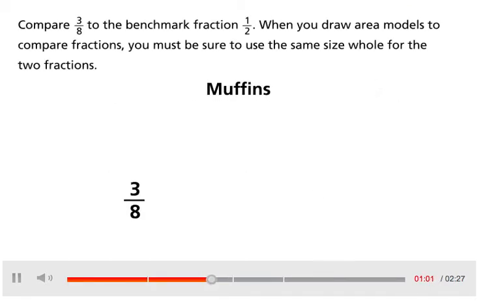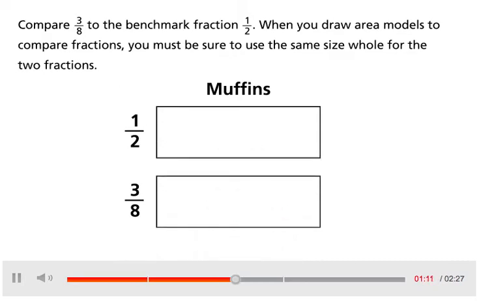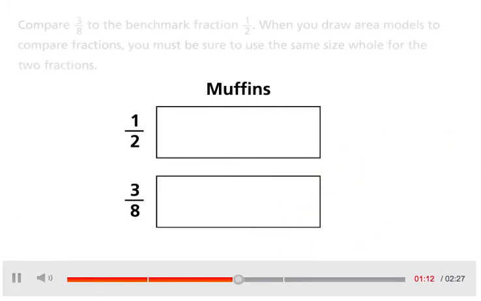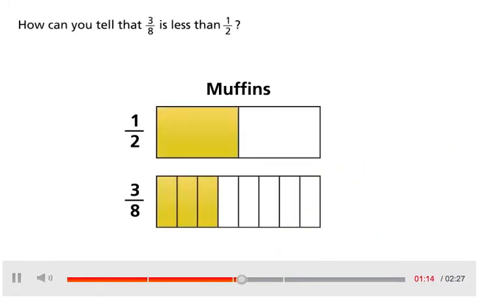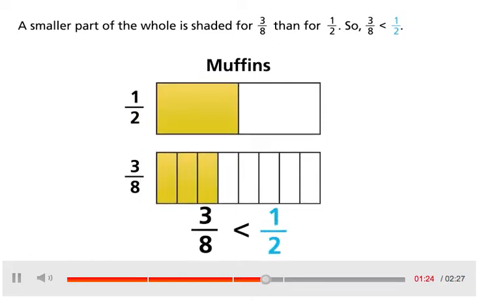Compare 3/8 to the benchmark fraction 1/2. When you draw area models to compare fractions, you must be sure to use the same size whole for the two fractions. How can you tell that 3/8 is less than 1/2? A smaller part of the whole is shaded for 3/8 than for 1/2. So 3/8 is less than 1/2.